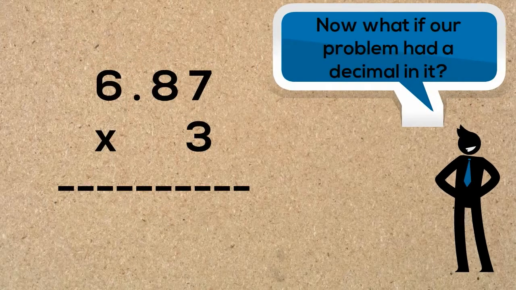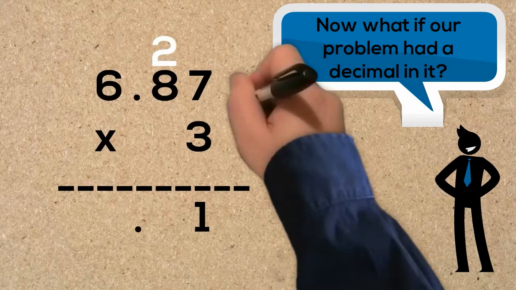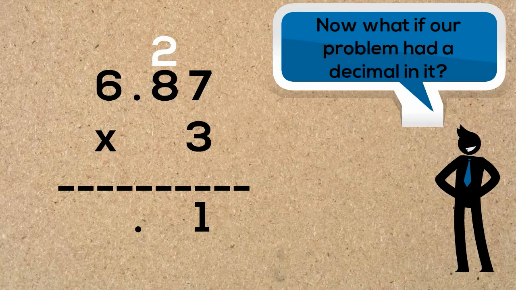When we add a decimal to our problem, there are a few ways to solve the problem. One method is to simply drop the decimal down into the answer. Be sure to place it in between the correct place values. Now we multiply our digits in the same way as before.